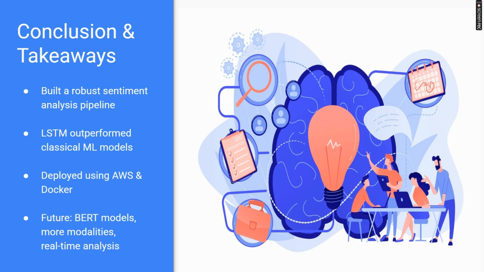Now, what are the conclusion and the key takeaways? We can suggest how to build a robust sentiment analysis pipeline. One of the major key takeaways is that in sequential data like text, where memory matters, LSTM performs better as compared to all classical ML models. This project is based on a continuous deployment CD pipeline using AWS. And also in future, we can use BERT models, where more modalities and real-time analysis could be performed.